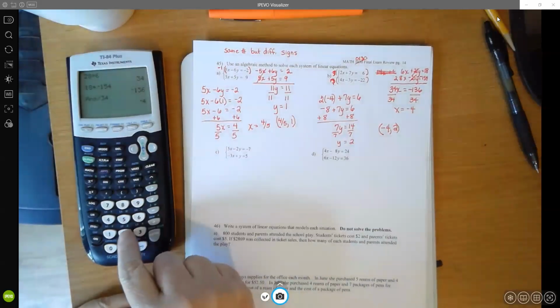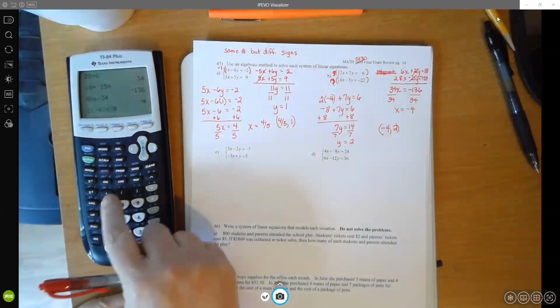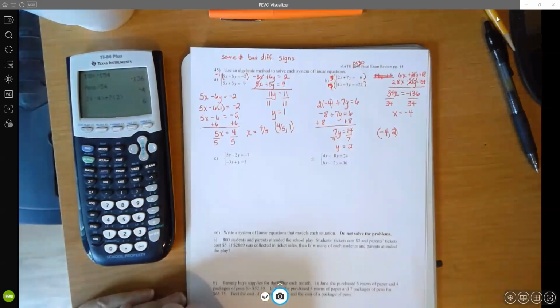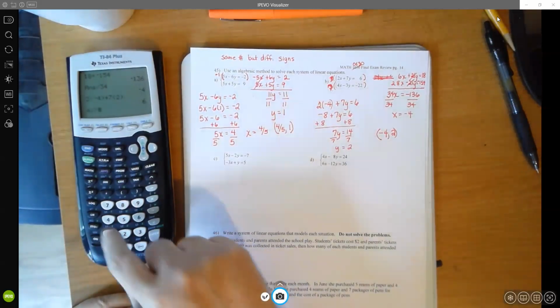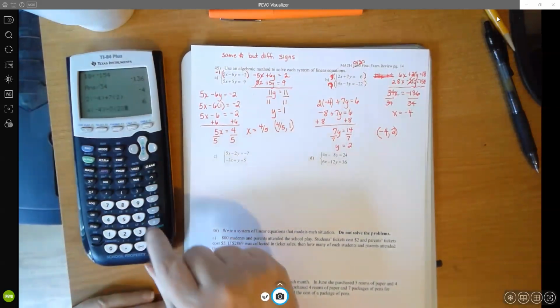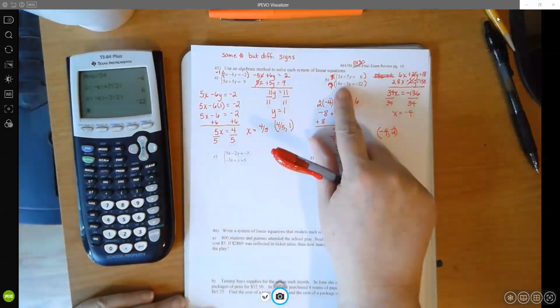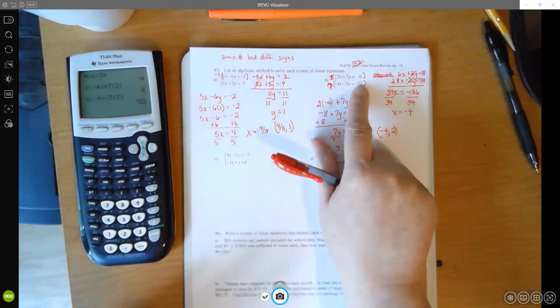Again, to check, 2 times negative 4 plus 7 times 2. The first one should always check if you've done the second step right. It's the second one that will be the issue. 4 times negative 4 minus 3 times 2. So don't just stop after you do the second one. You want to be sure that you check both problems. And notice I'm just substituting the x and the y here, and I should get the other side of the equation. And that's how you check.